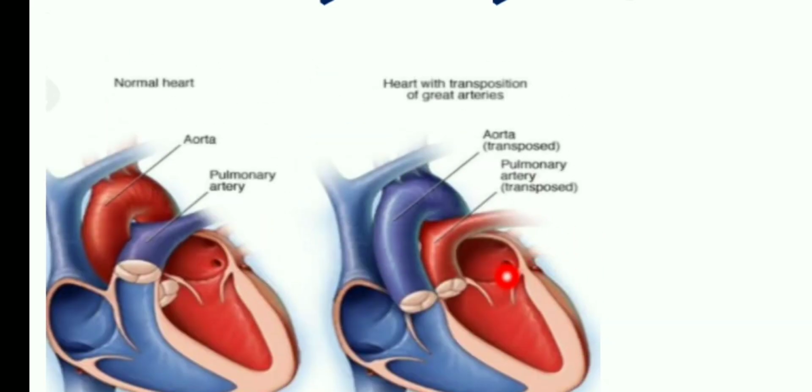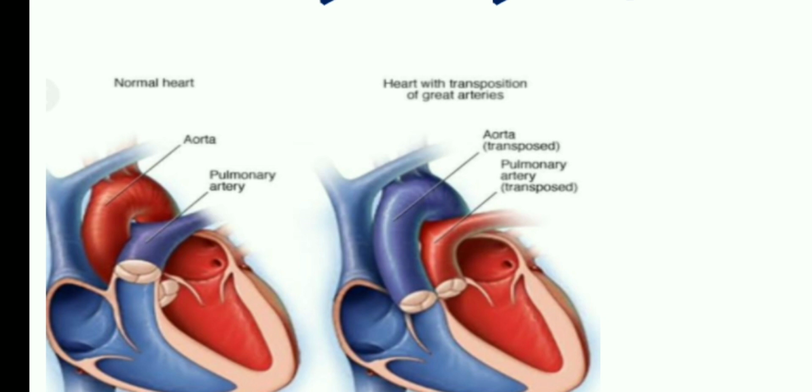Look here. This is the aorta actually, but here the pulmonary artery is rising from the left ventricle, and the aorta is rising from the right ventricle. So the position is changed. Actually, the aorta should rise from the left ventricle, and the pulmonary artery from the right ventricle. In this condition these two main arteries are reversed. All of you clear?